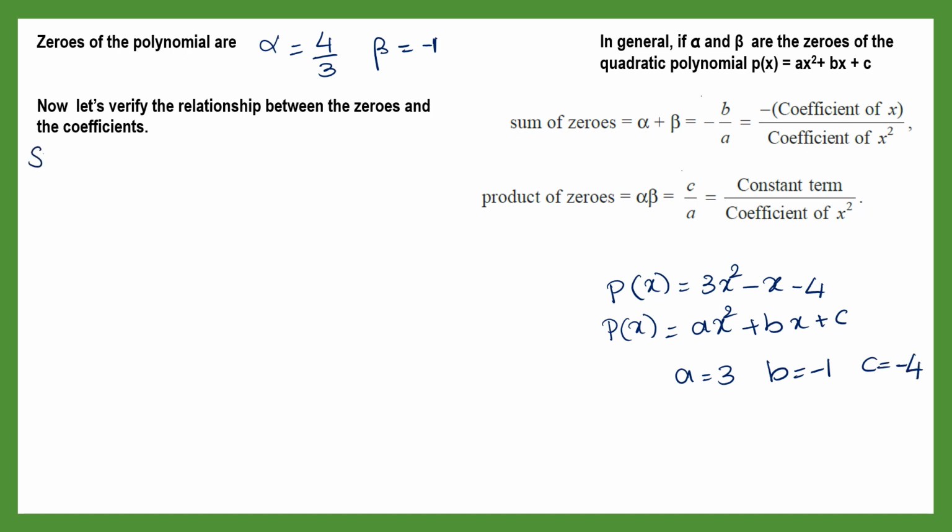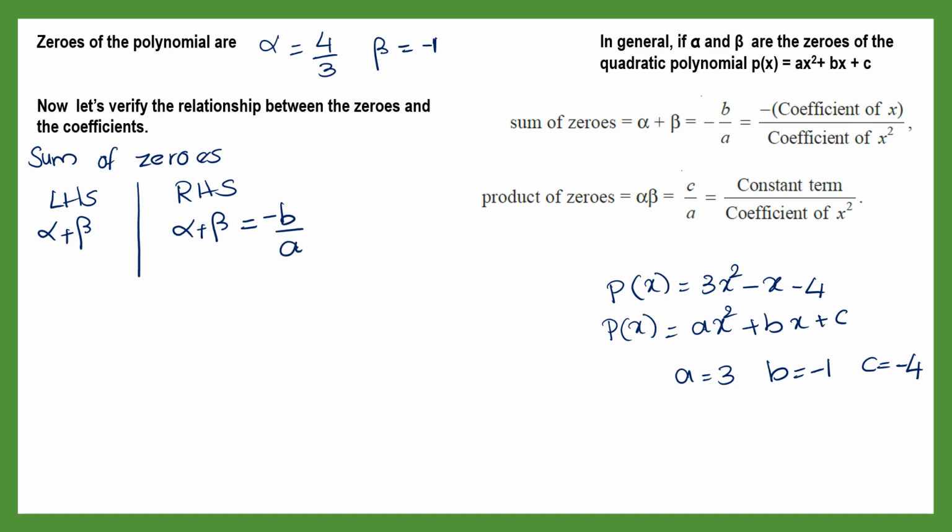Now first verify the sum of the zeros. LHS, RHS. Alpha plus beta is equal to what? Alpha plus beta is equal to 4 by 3 plus minus 1. So 3 will be the LCM, 4 minus 3. So you get what? 1 by 3.